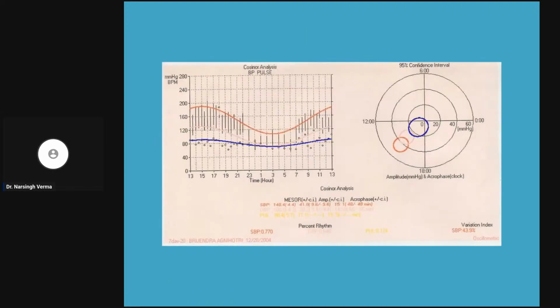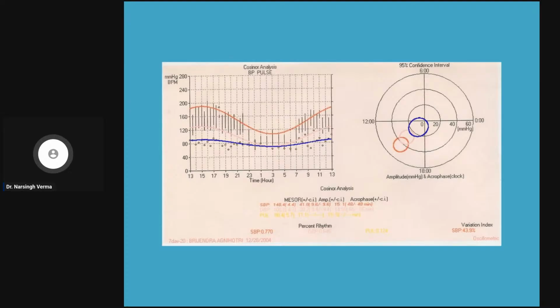Although I show this is the method by which I do ABPM at my clinic, at my research center. Here you can see this is 7 day monitoring of blood pressure, and 24 hours 7 day monitoring is shown here. You can see this is the systolic blood pressure, the red one, and this blue one is the diastolic blood pressure, and the heart rate is shown here.